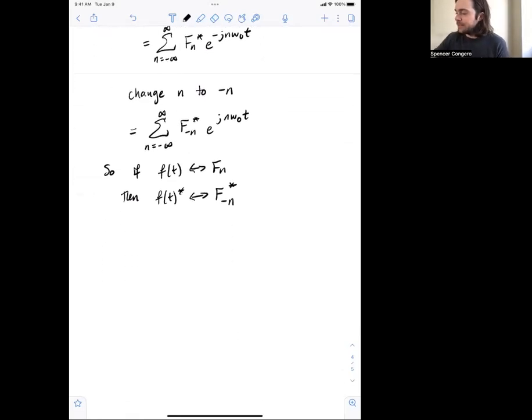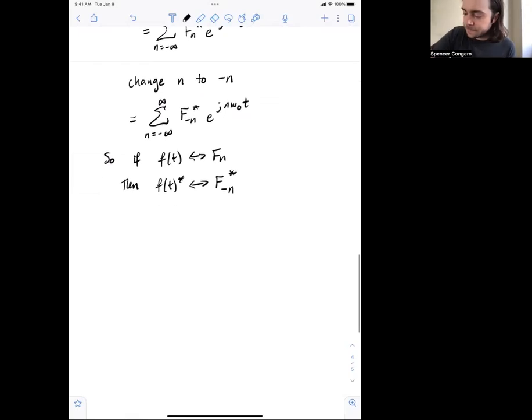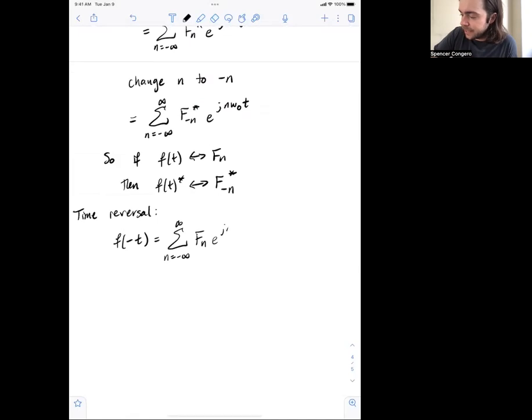All right, we have two more here. How about time reversal? Okay, what happens if I plug in negative t? I take my whole function and I flip it in time. Well, again, as we saw with the time shifting property, t only appears in one place in this Fourier series, e to the j n omega naught t. Now I just want to plug in negative t there. So I'll just put a negative sign.